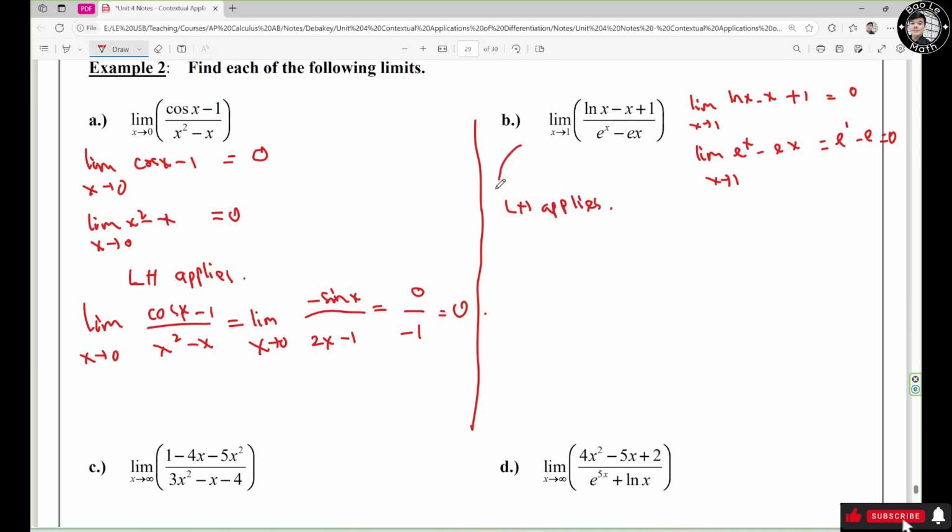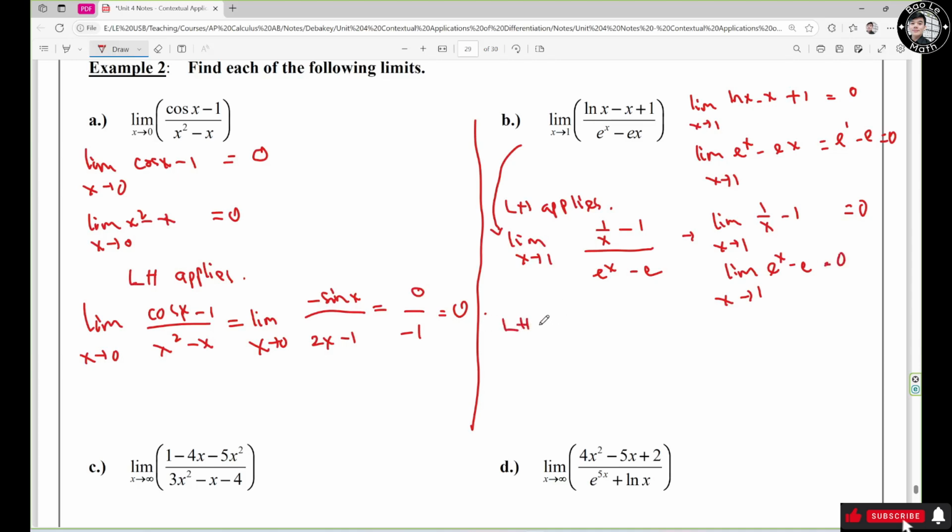So this turns out to be the limit when s approaches 1. The derivative of this one is going to be 1 over s. The derivative of negative s will be negative 1, the derivative of e to the s will be e to the s, right? And the derivative of e times s will be negative e, right? Now, substituting 1 for s is still 0 over 0, right? So we're going to write over here: the limit of 1 over s minus 1 when s approaches 1 equals 0. And the limit of e to the s minus e when s approaches 1 is going to be 0. Then L'Hopital's rule applies for the second time, right?